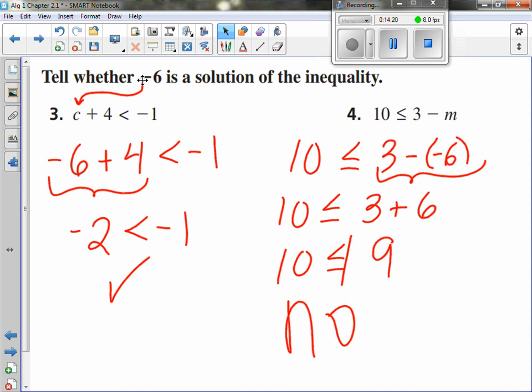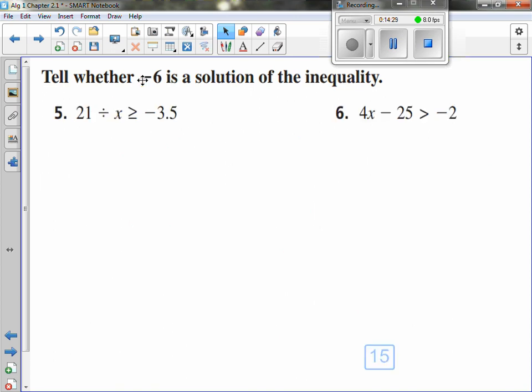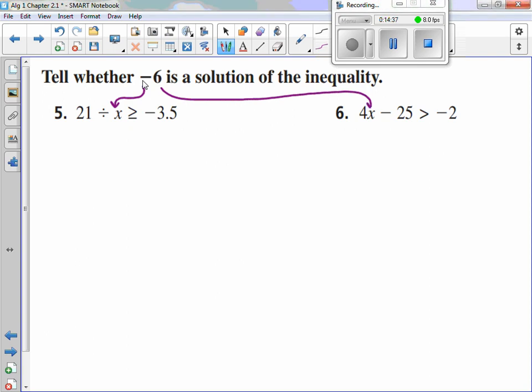Questions on this here? We good with this here? Okay. Let's try 2 more. In both of these here, we're plugging in negative 6.